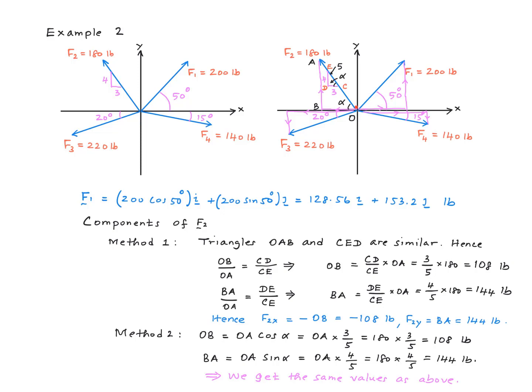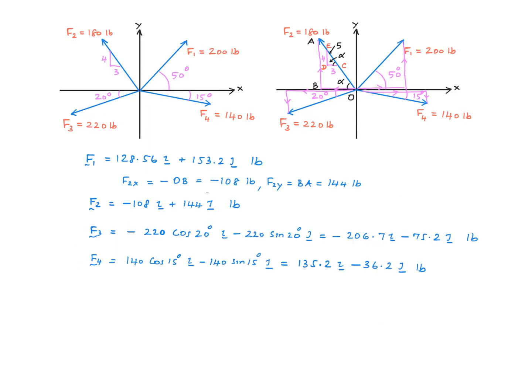So just to sum it up, remember the following. You take this 180 pounds and multiply that by 3 over 5, where 3 is the length of the horizontal side, in order to find the horizontal component of 180 pounds. And if you are interested in finding the vertical component, you take 180 pounds and multiply that by 4 over 5, where 4 is the vertical side of this little triangle.